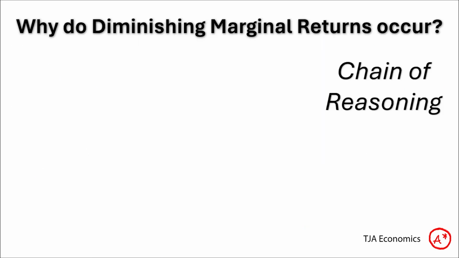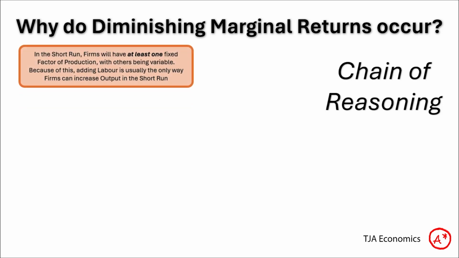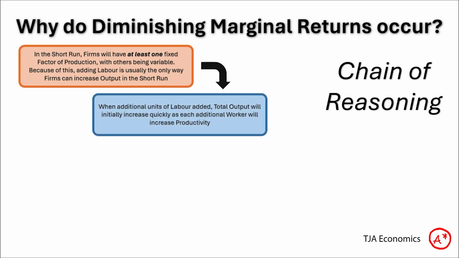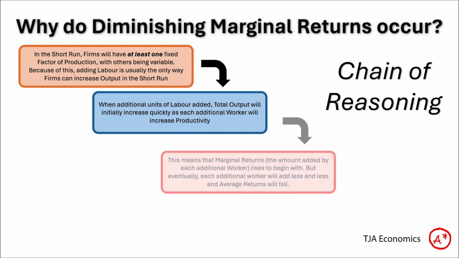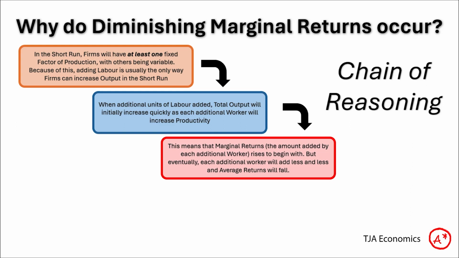And so, why does this happen? What's the chain of reasoning? Well, in the short run, firms will have at least one fixed factor of production, with others being variable. Because of this, adding labour is usually the only way firms can increase output in the short run. When additional units of labour are added, total output will initially increase, quite quickly indeed, as each additional worker will increase productivity. As we said, that second, that third chef, right up to 6. This means that marginal returns, the amount added by each individual worker, will begin to rise.